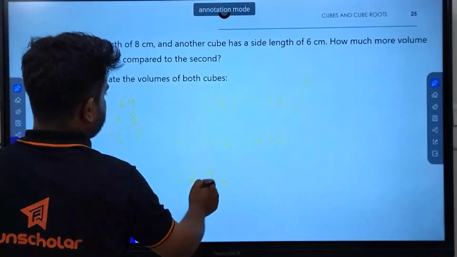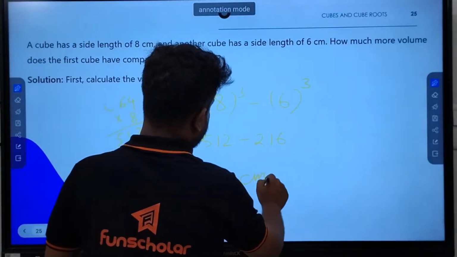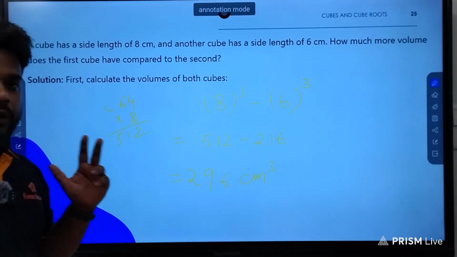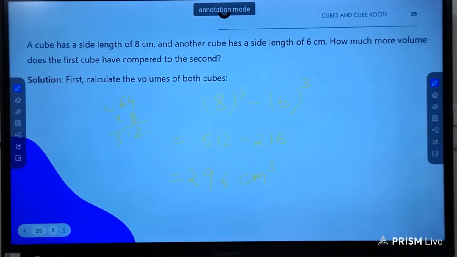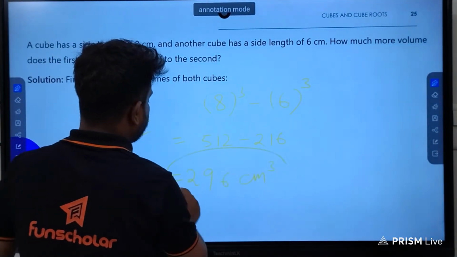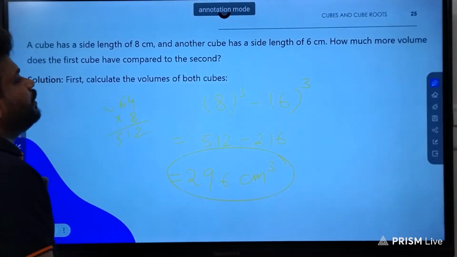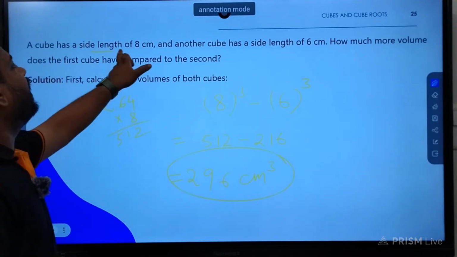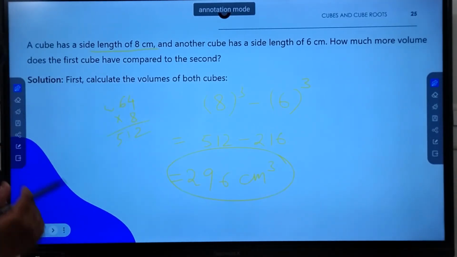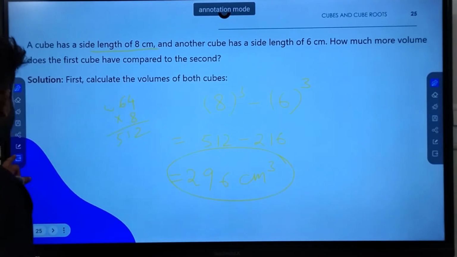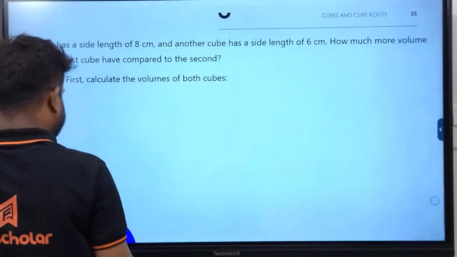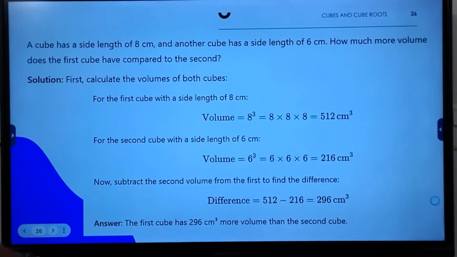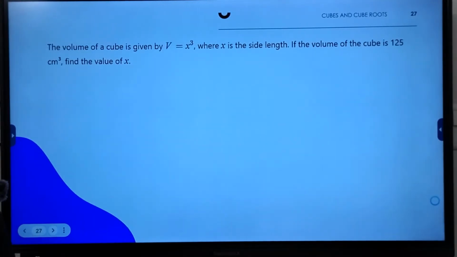So this much. So cm cube, because all the volumes have a unit of centimeter cube. So this much, 296 cubic centimeter, is how much more volume the bigger cube has than the smaller cube. Okay, let's go further. Yes, they have done it in the perfect way.